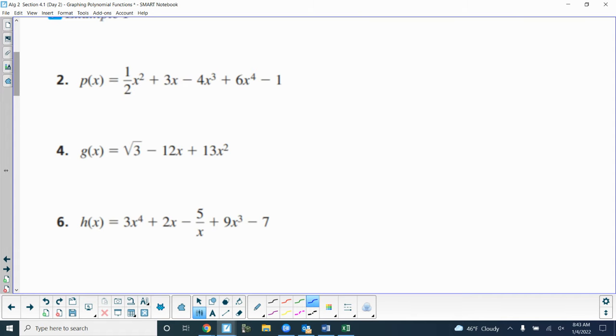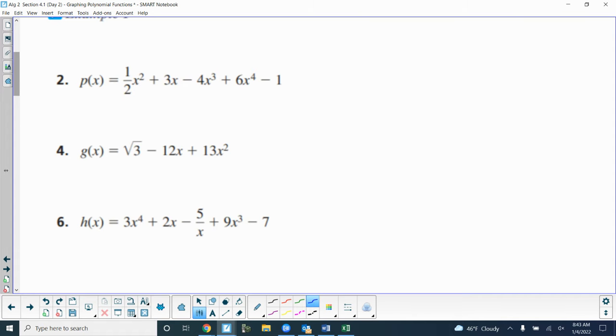Very good. All right. Number 4, is it a polynomial? Do we have variables with whole number exponents? Are all our number coefficients real numbers? Yeah, it's just not in the right order. We should flip the order. It should be 13x squared minus 12x plus the square root of 3 to get it in standard form. So the leading coefficient would be 13. The degree is 2, so it's a quadratic.